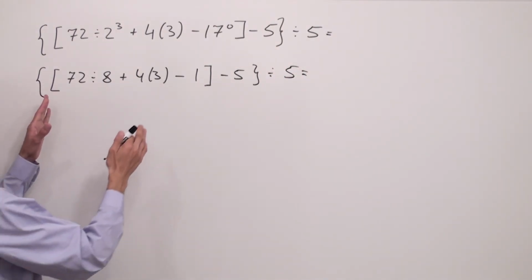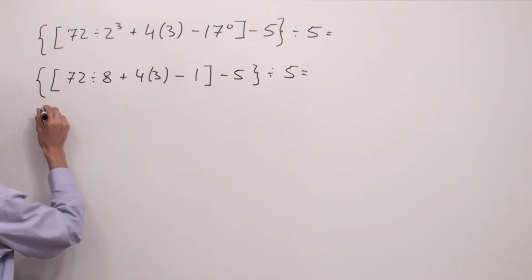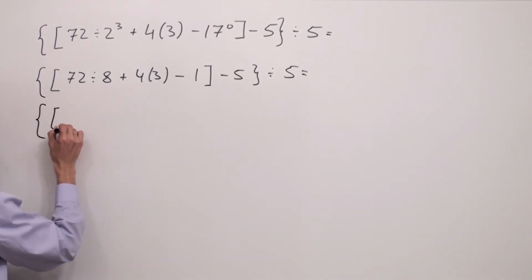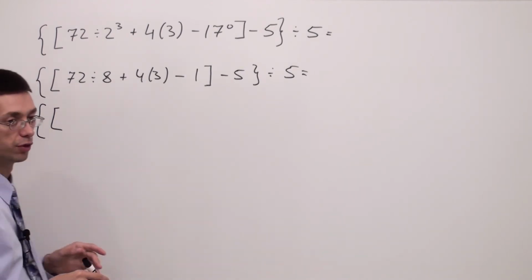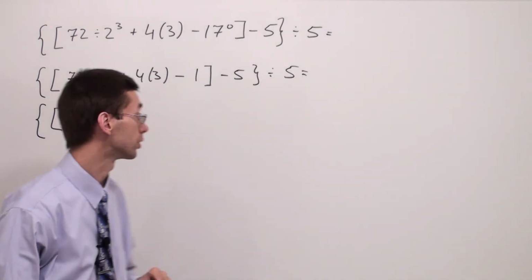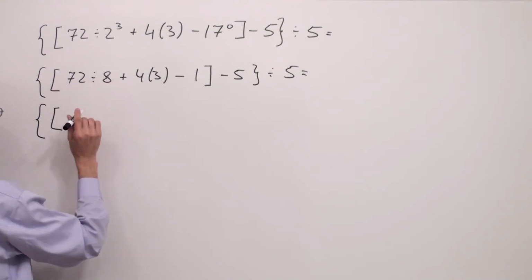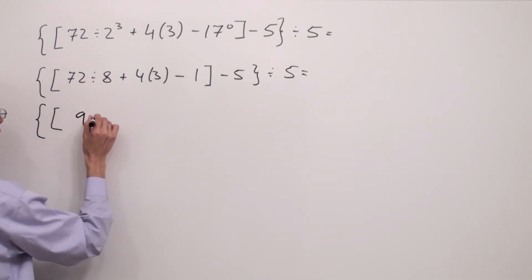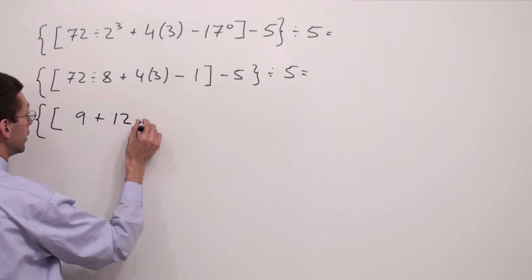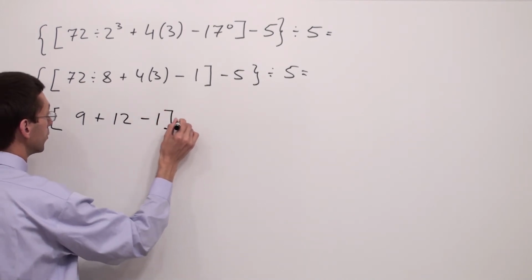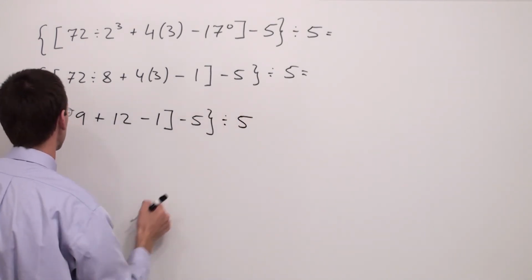Again, I'm supposed to concentrate on the content of my brackets. Copy down the braces, brackets. Next, we're supposed to perform the divisions and multiplications, because divisions and multiplications are equally important. So I have 72 divided by 8 is equal to 9. Plus 4 times 3 is equal to 12. Minus 1, close the bracket, minus 5 divided by 5. I just copied them down.